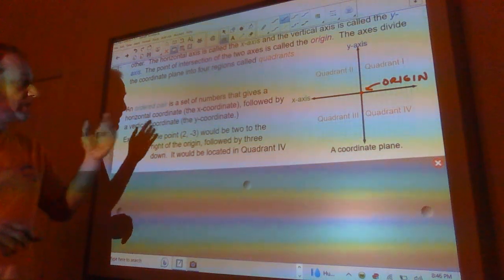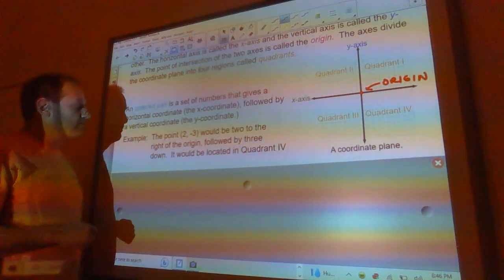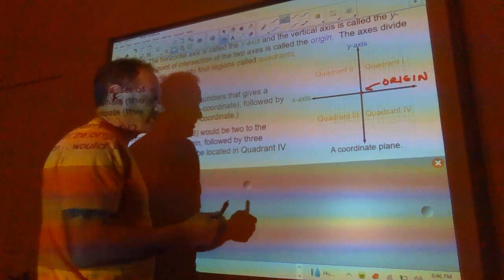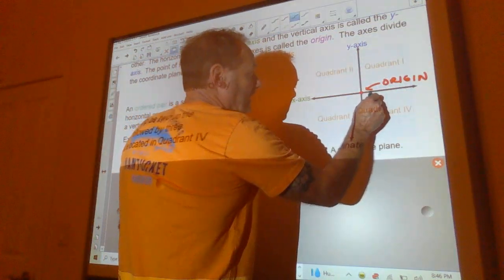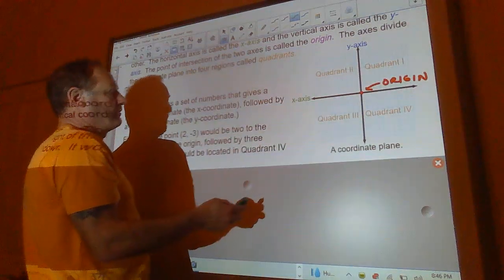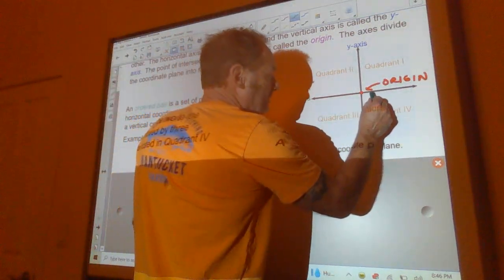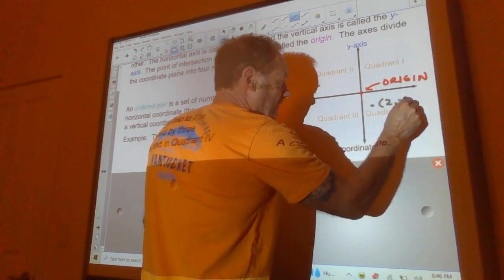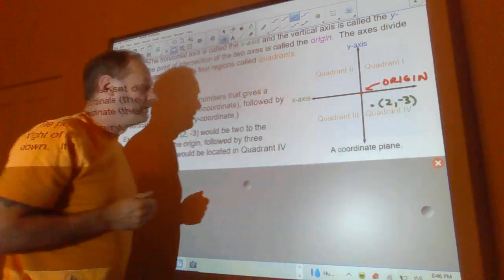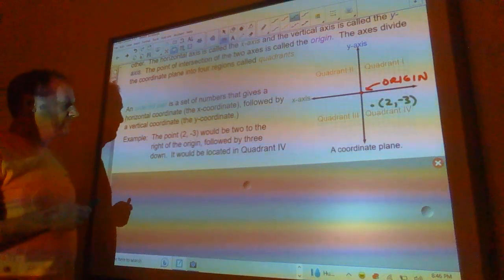So, for example, the point (2, -3) would be 2 to the right of the origin. So in this case, that would be 1, 2 right here, and then 3, it'd be down 3 because it's negative. So it'd be right there. It would be in quadrant 4.